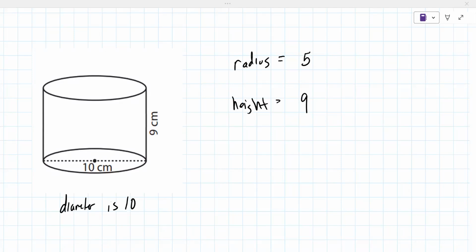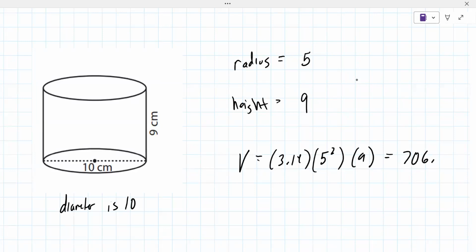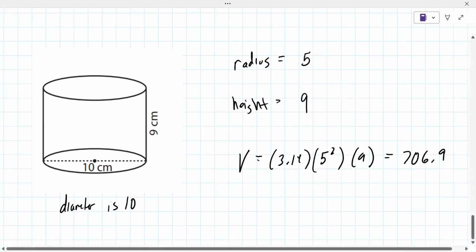706.5. All right, very good. It depends on what you use for pi. I did 3.14, so the answer would just be 706 or 707.25. You're in the right order of magnitude. It's weird, I'm plugging in those same numbers and I'm still getting a different result.